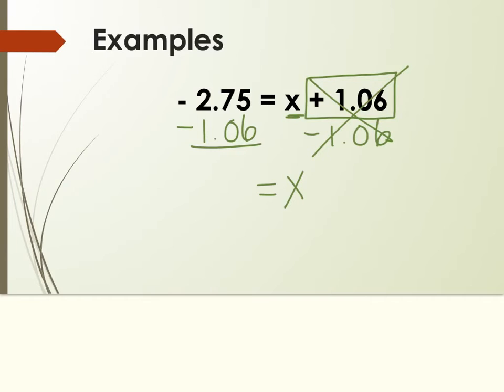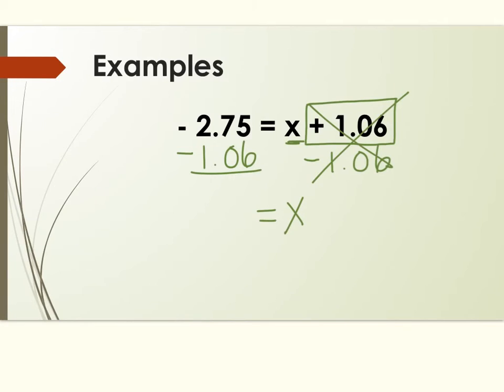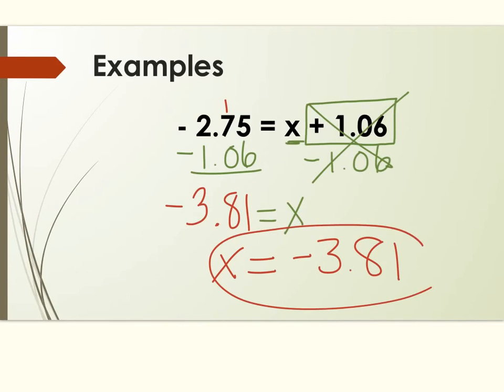Now we have a negative 2.75 and a negative 1.06. They are the same signs, so you're going to add and keep. 5 plus 6 is 11. 7 plus 1 is 8. Bring down the decimal. 2 plus 1 is 3. And then you keep the sign. I'm going to rewrite it so the x is in the front. x equals negative 3.81 is your answer.